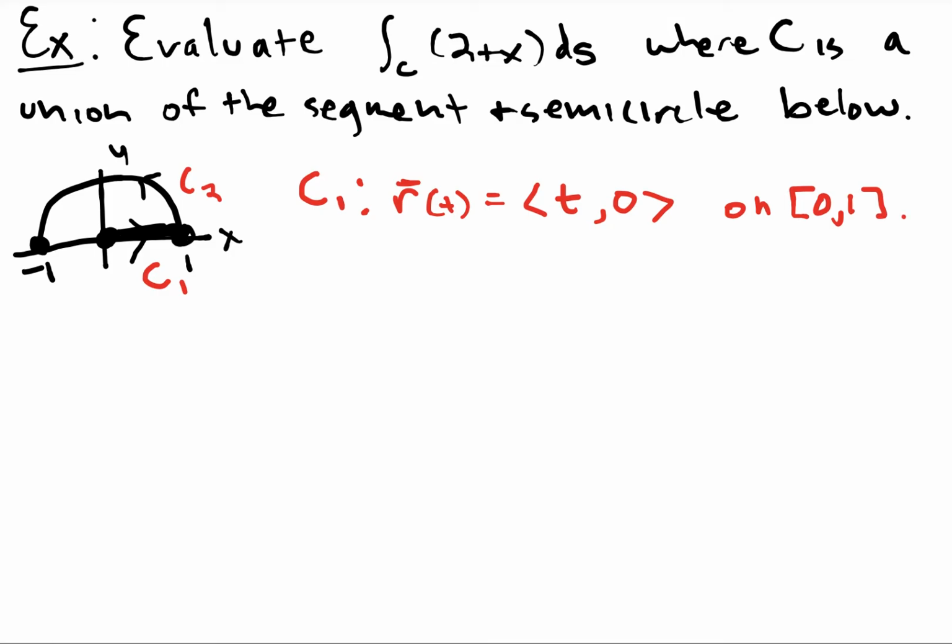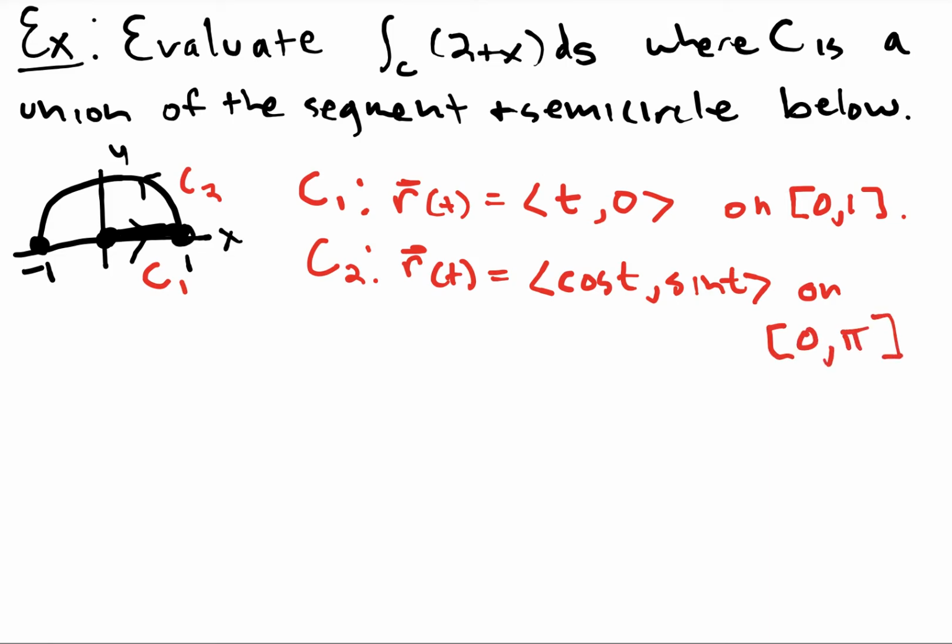Okay, now for your C2, if I want to set that guy up, we've seen a parameterization of the circle before. Circles, as long as you're traveling in the counterclockwise direction, you should be able to get away with using cosine t, sine t, as long as you pick appropriate angles to match where you're traversing the circle. Now, those coordinates represent the unit circle. We only care about the section of the unit circle between the angle 0 and pi, so the interval that I'm going to want to pick here goes from 0 to pi.